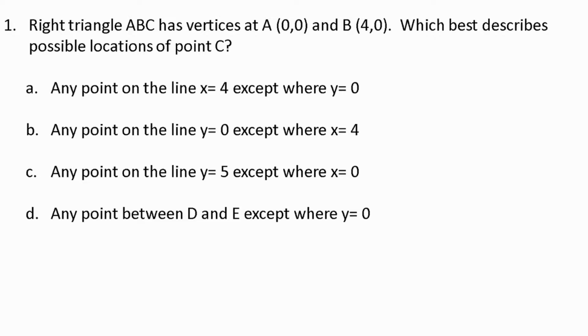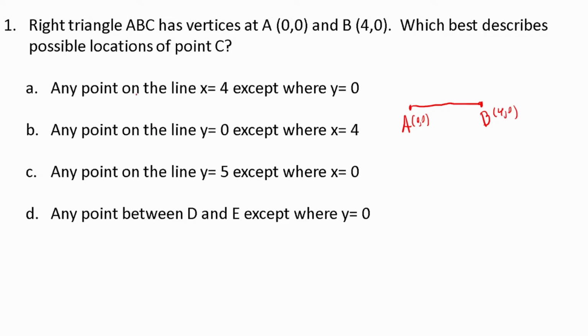So let's get started. Our first one says right triangle ABC has vertices A at 0, 0. So let's say A is here, right? That's point A. And then B at 4, 0, which means it's to the right of A. B right here at 4, 0. We want to figure out where point C is. So this is at 0, 0, and this is at 4, 0.